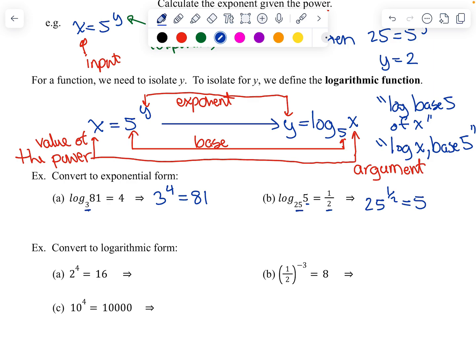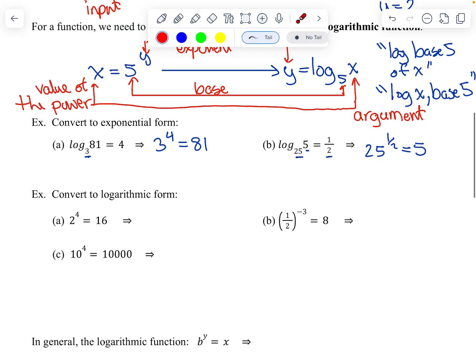The nice part is that we can actually verify, does this make sense? Does 3 to the exponent 4 equal 81? Quickly we can check that yes, that is true. And the same thing here, 25 to the exponent 1/2, does that equal 5? And again, quickly we can check that that's true. Reminder here that an exponent of 1/2 is the same as doing the square root of 25.